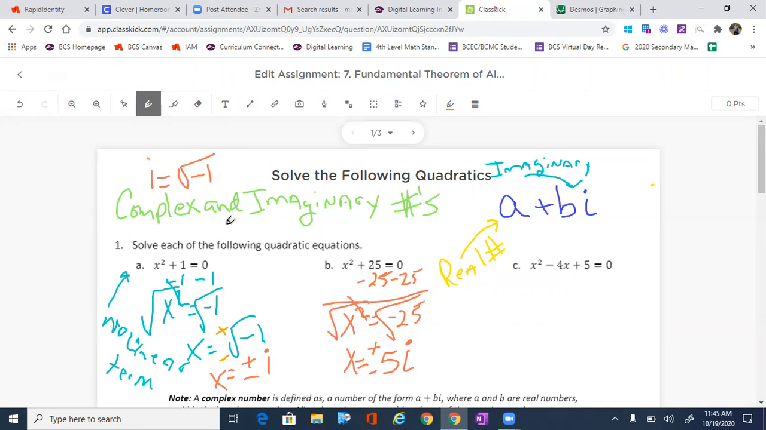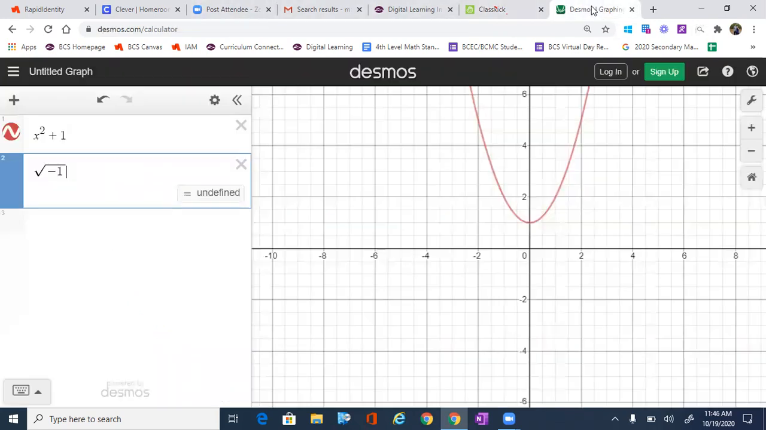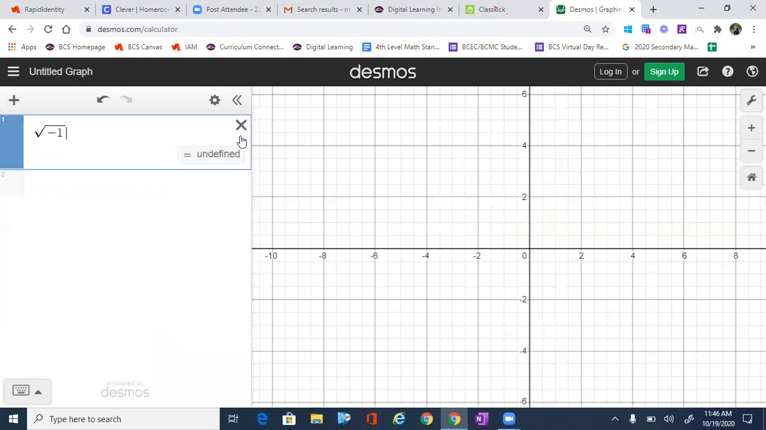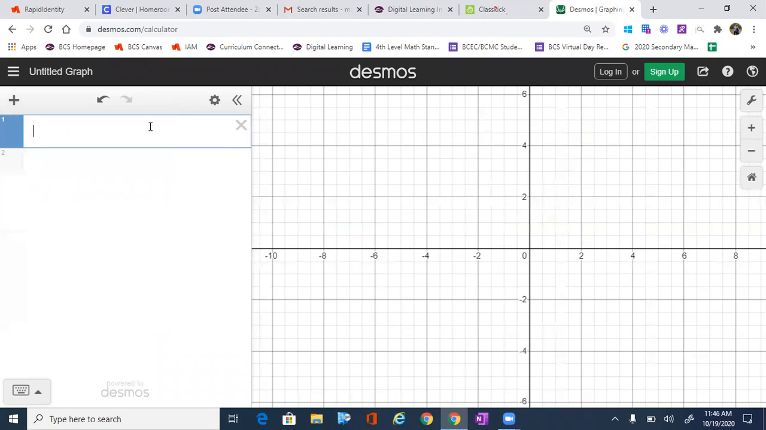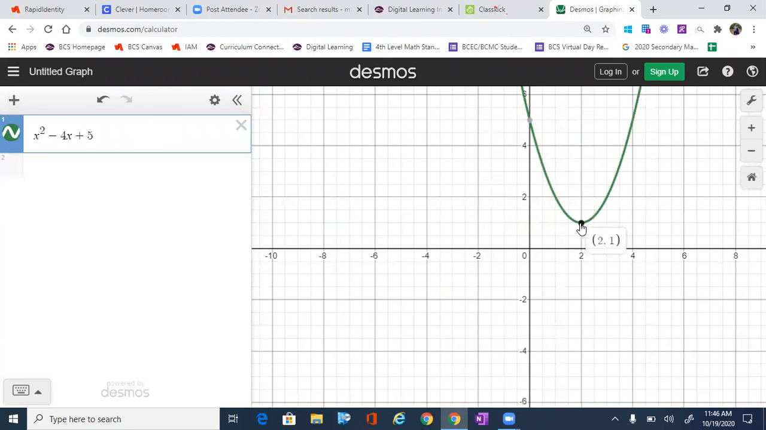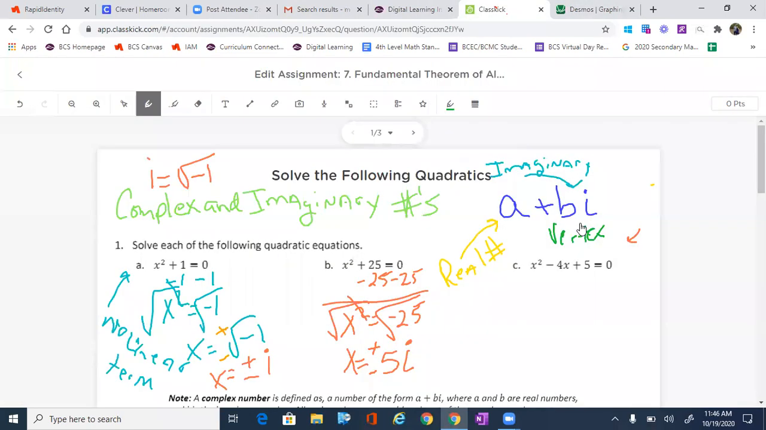Okay, and this is if we have no linear term in there. But when we go to C, you're going to notice that there is a linear term. So this becomes a little bit more complicated. What I do is I go to vertex form. Okay, and that's where I'm going to start. I'm going to go to Desmos and type in the original problem, and that is x squared minus 4x plus 5. So let's type that in, x squared minus 4x plus 5, and I'm going to find the vertex, which is (2, 1).